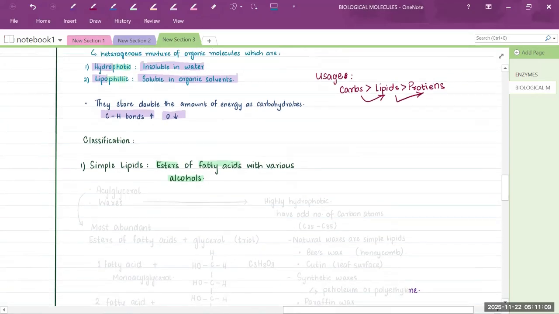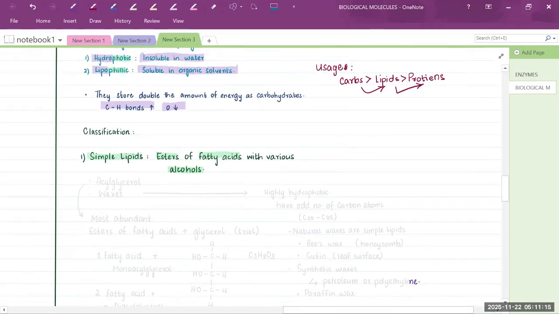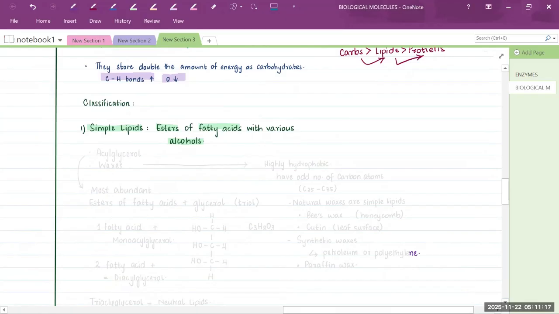Okay. Now we come to the classification of lipids. First of all, we have simple lipids. What are simple lipids? Simple lipids are basically esters.